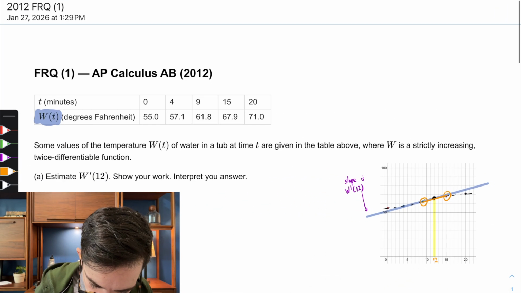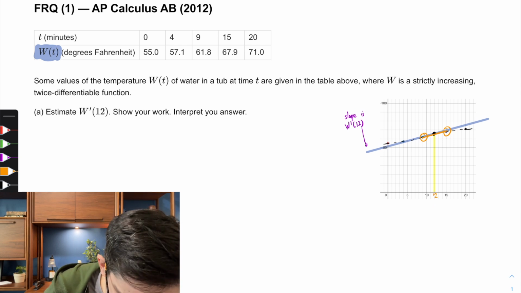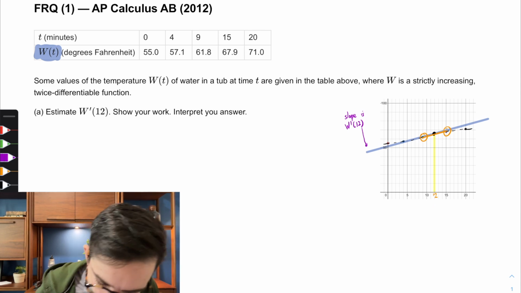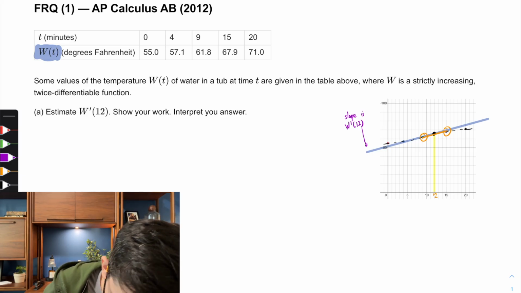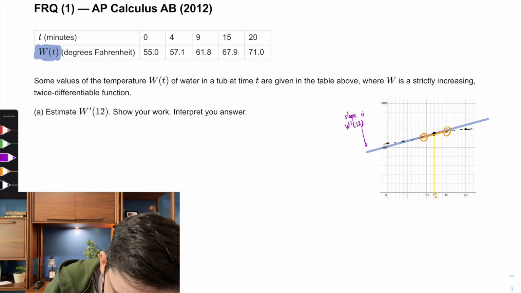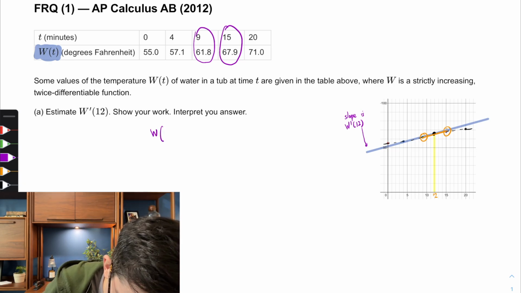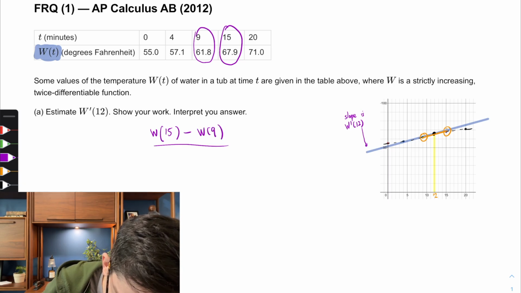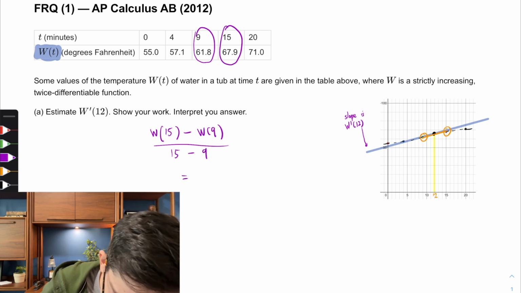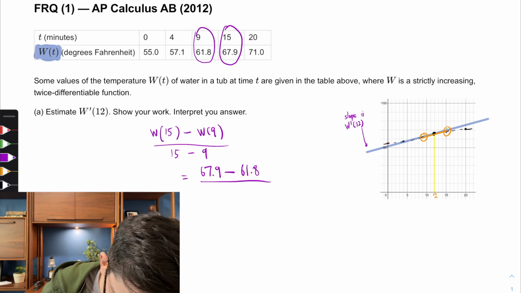So with that in mind, we're in pretty good shape because we can approximate this as rise over run using my 2 points there. So I've got t equals 12, so I'm looking on either side of t equals 12. So I have these 2 ordered pairs. So I'm going to do W of 15 subtract W of 9 all over 15 minus 9. That is 67.9 subtract 61.8 all over 6.